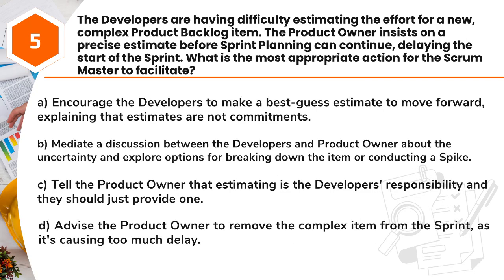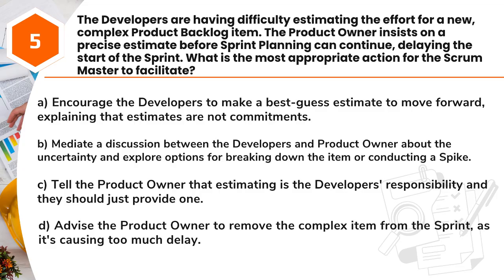Question 5. The developers are having difficulty estimating the effort for a new, complex product backlog item. The product owner insists on a precise estimate before sprint planning can continue, delaying the start of the sprint. What is the most appropriate action for the Scrum Master to facilitate?